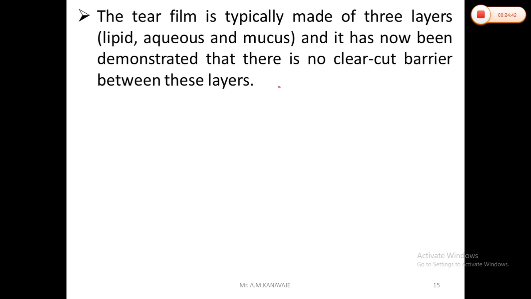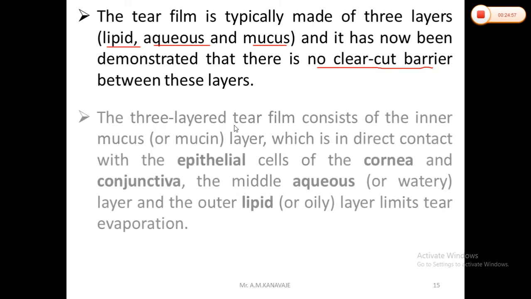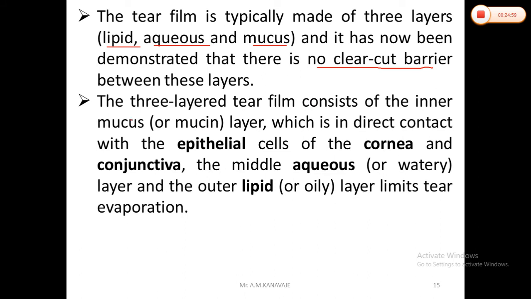This tear film is typically made up of three layers, as we already discussed: lipid, aqueous, and mucus. And it has now been demonstrated that there is no clear-cut barrier between these layers. You will see one image here. The three-layer tear film consists of the inner mucous layer or mucin layer, which is in direct contact with the epithelial cells of the cornea and conjunctiva, the middle aqueous or watery layer, and the outer lipid layer, which limits tear evaporation.